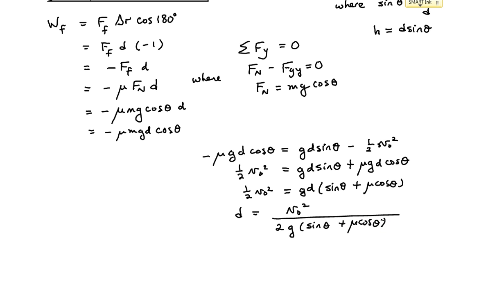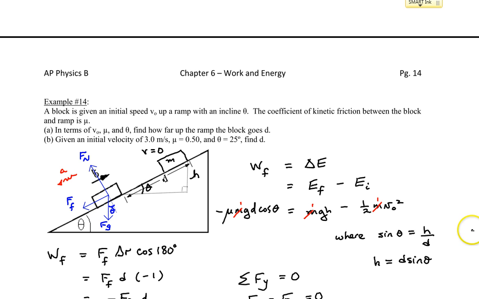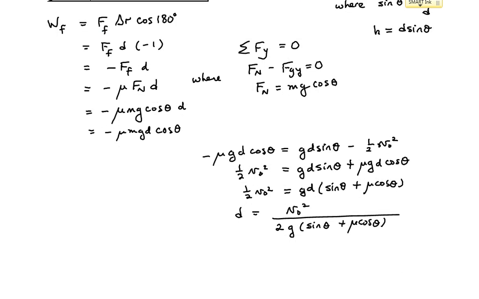And that's your final expression for the distance that it would travel up in terms of the initial velocity, the acceleration due to gravity, the angle of the incline, and the coefficient of kinetic friction. So you can go into part B now and substitute these numbers in and quickly find the answer for the distance d. I'm not going to do that because I've done the hard part. The easy part is just subbing numbers in. And that's it for this example.